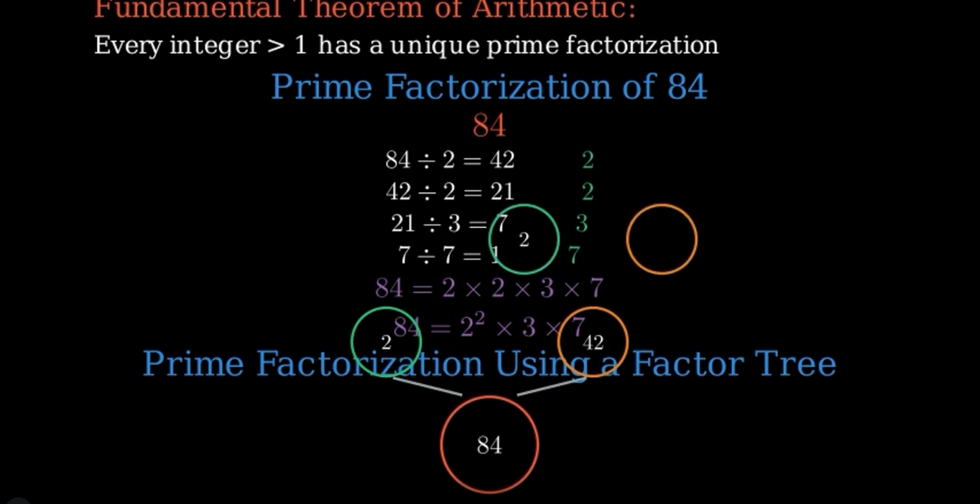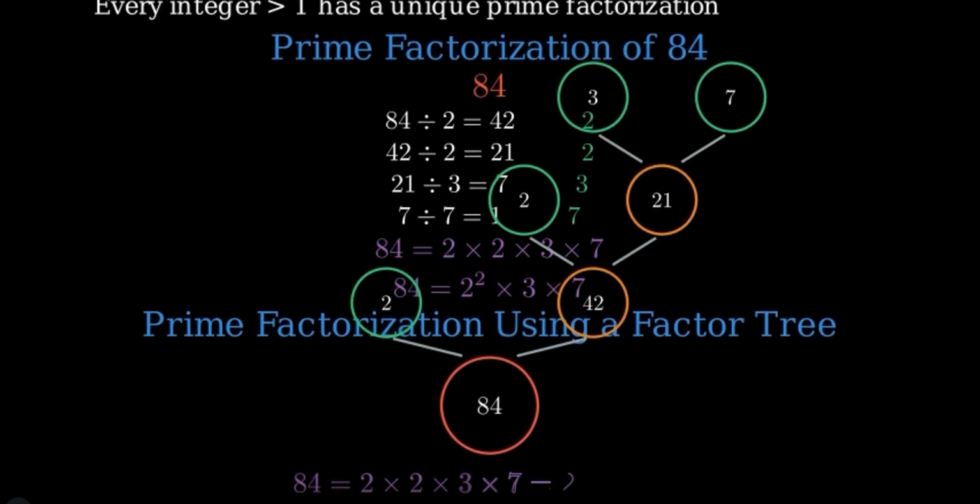2 is prime, but 42 is not, so we further factorize 42 into 2 times 21. 2 is prime, but 21 is not, so we factorize 21 into 3 times 7. Both 3 and 7 are prime, so we're done. The prime factorization is 2 times 2 times 3 times 7.